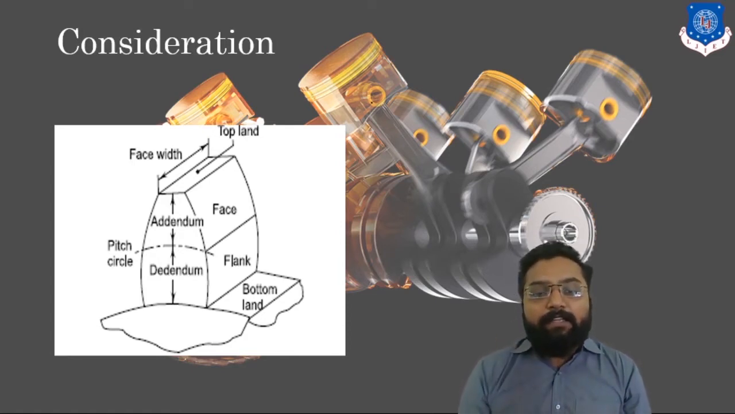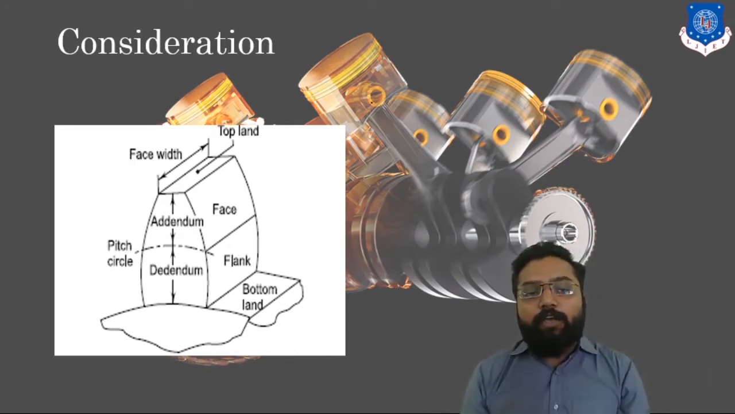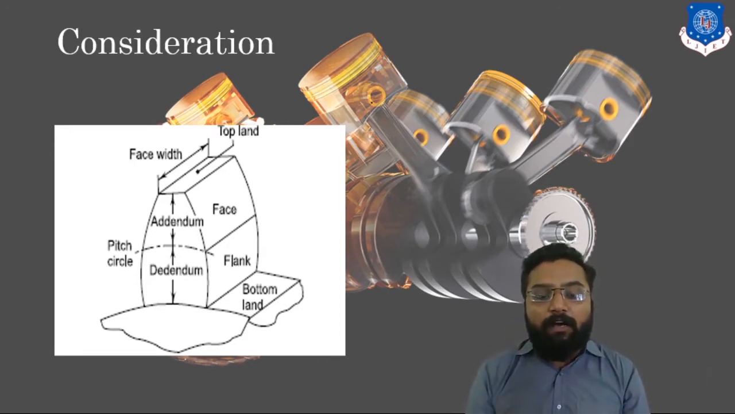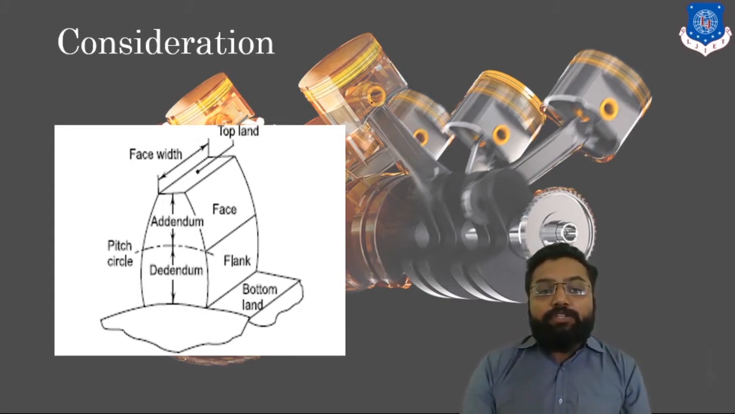Here you can see there are different geometrical aspects from pitch circle to face width to top land to addendum, dedendum, flank, bottom land, and everything. So here we should consider our pitch circle, or you can say our flank. Here, we got our teeth. To design this teeth, we should consider it in two ways.